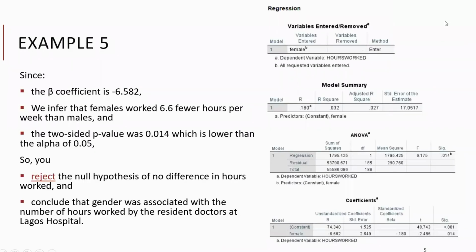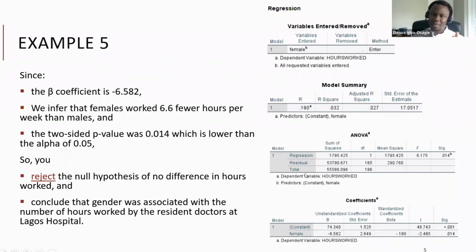Okay, can you see my screen? Yes, I can see it. Example 5. Okay, good. So let's look at this coefficient, right? So what is our dependent variable here? The dependent variable is hours worked. Hours worked, great. What is our independent variable here? Gender. Excellent.